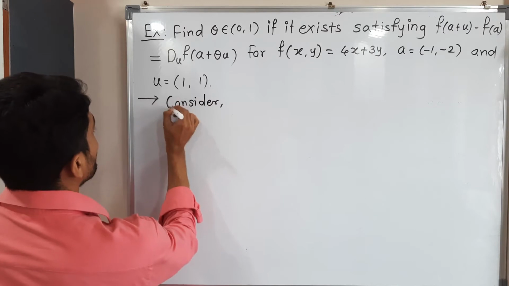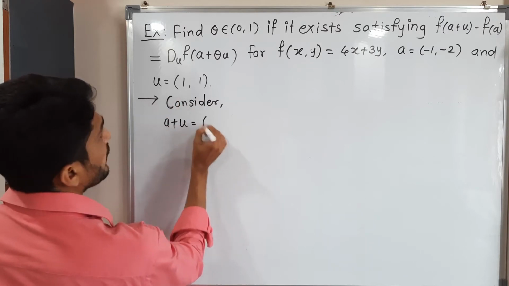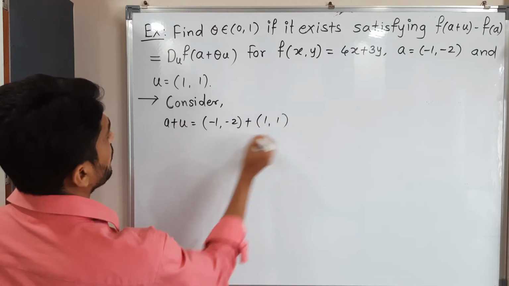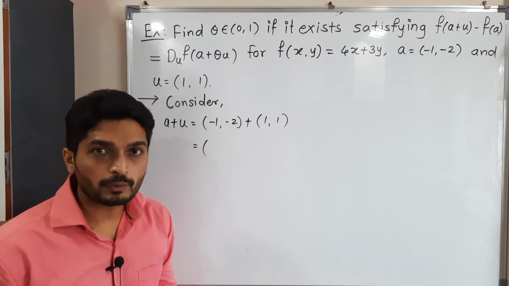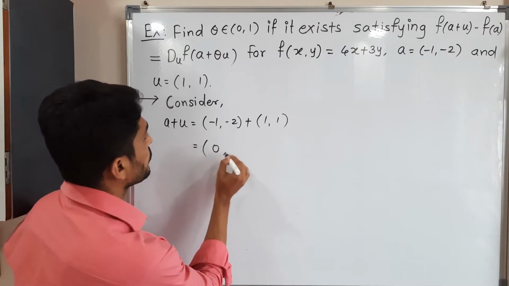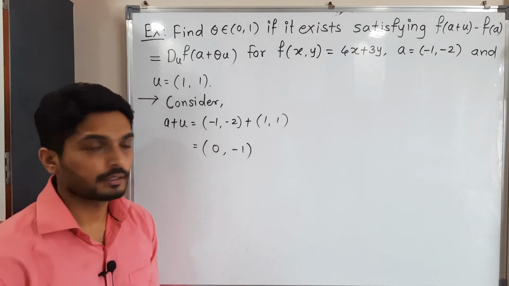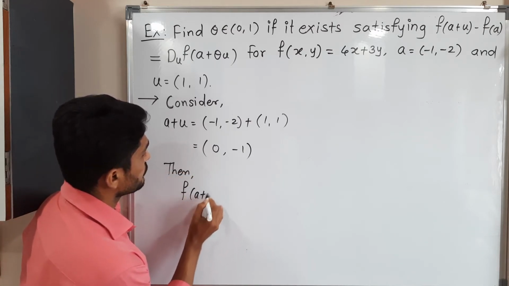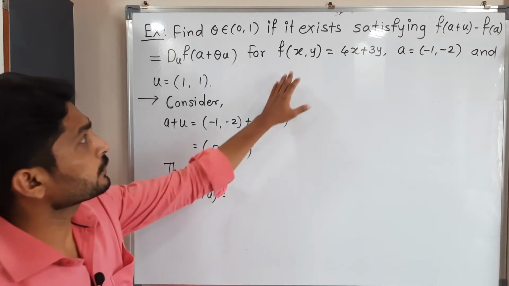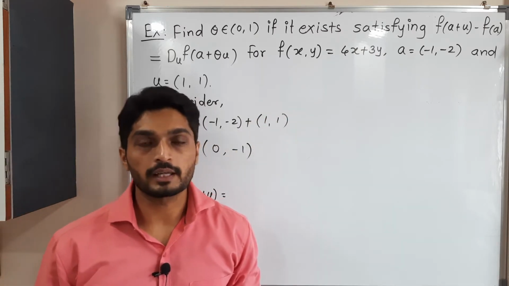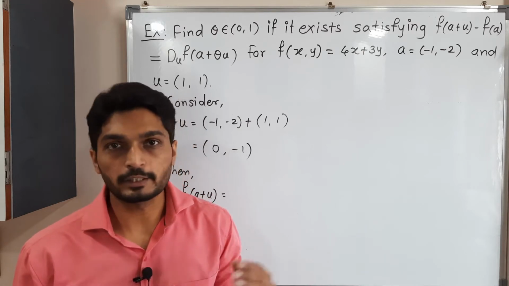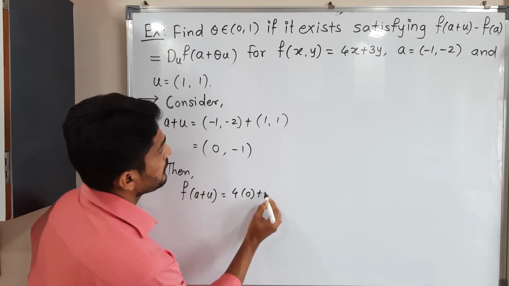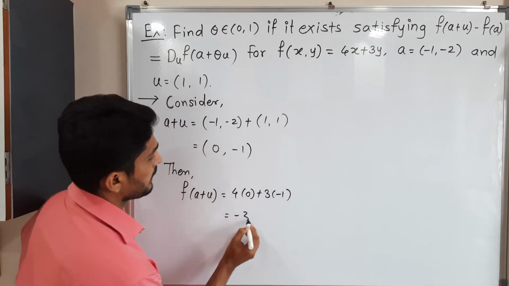So I consider first a plus u. What is our a? Minus 1 comma minus 2. What is our u? 1 comma 1. If you add, you know that we have to add component wise. It will be 0 comma minus 1. Then f of a plus u: what is the definition of the function? 4x plus 3y. That means 4 into the first component plus 3 into the second component. If I use this definition here, 4 into 0 plus 3 into minus 1, which is minus 3.